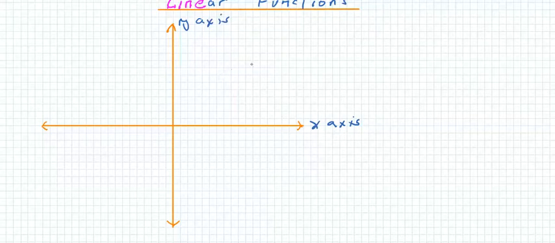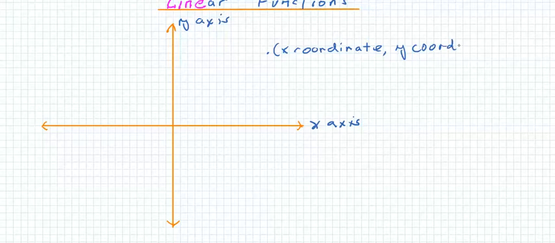They're called axes because every point has an x-coordinate and a y-coordinate. This locates the point on the plane. The x-coordinate is the direction you go, positive or negative, left or right, right being positive. And the y-coordinate is the direction you go up and down.